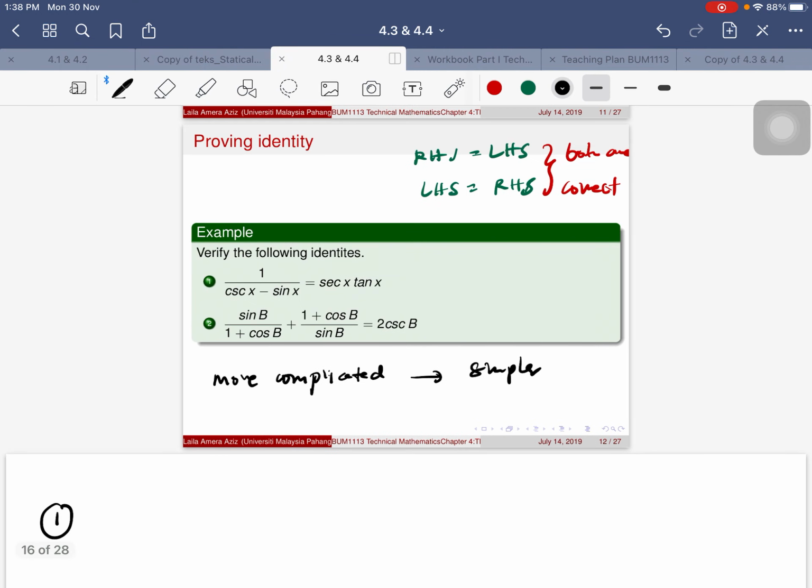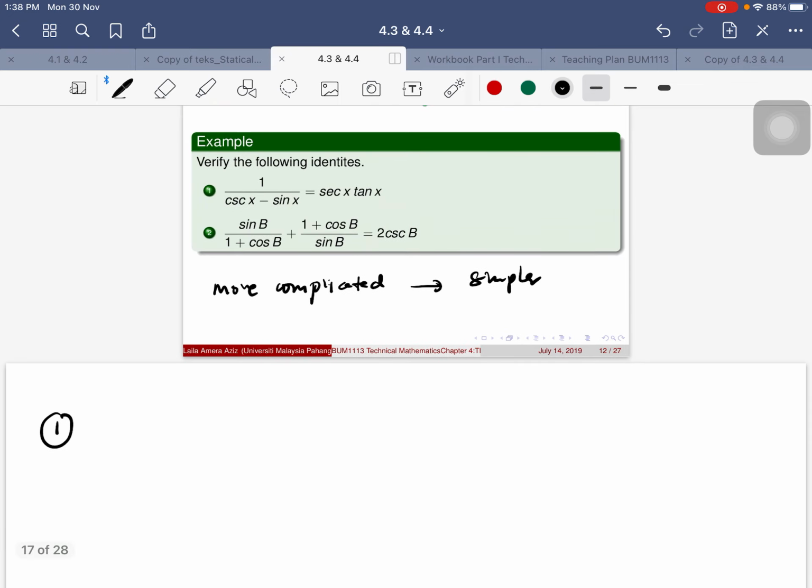Okay, of these two over here, which one is more complicated? I find that the fraction is more complicated. It is in the form of 1 over cosecant of x, minus sine of x, all over cosecant of x. So I find that this one is more complicated, and I'm going to start with this one. I'm going to prove that this is going to equal secant x tangent x.